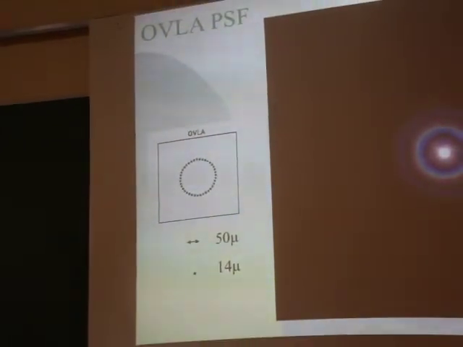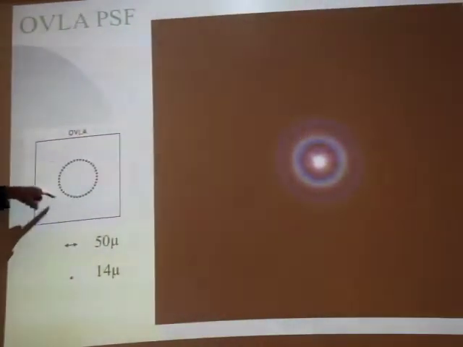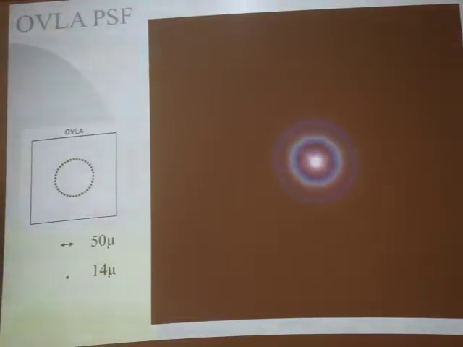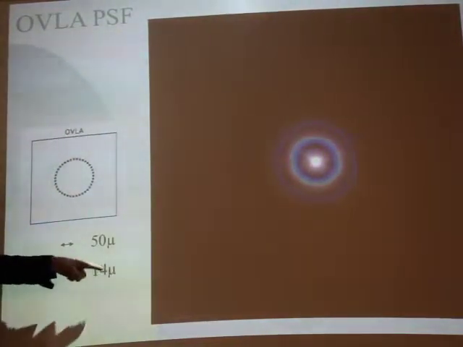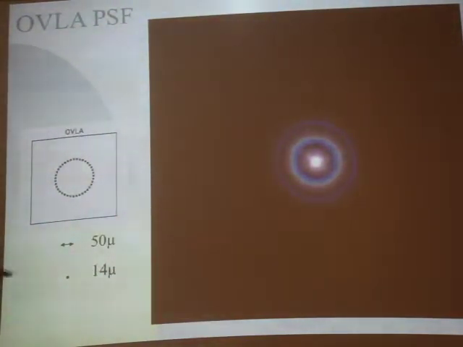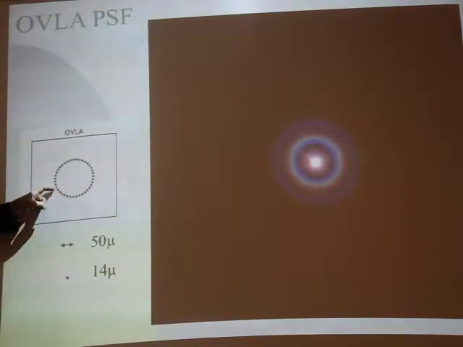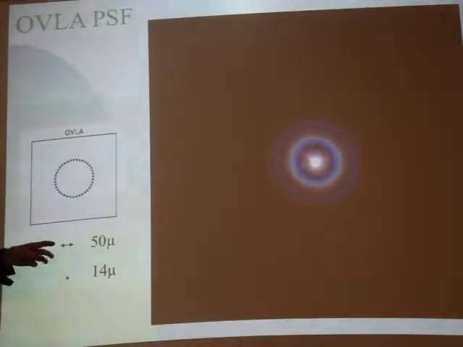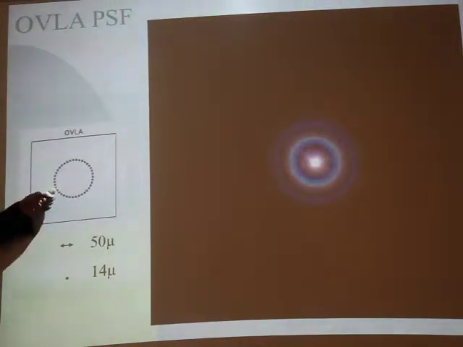It's composed, you see, of many small telescopes, each with a size of 14 micron, and a typical separation of 50 micron. And this design of an optical interferometer was proposed by Antoine Labeyrie, but he wanted to use telescopes of 1.5 meter in diameter, just set along the ring.